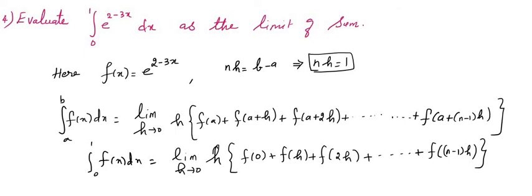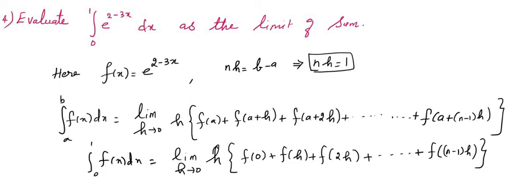We must write the formula. Understood? For the integral a to b f of x dx is equal to limit h tends to 0, h times the sum. We know the formula, therefore write the formula once. Now you apply the formula for our problem. First you replace a and b, so the integral is 0 to 1 f of x dx. Accordingly, the right hand side also will change.